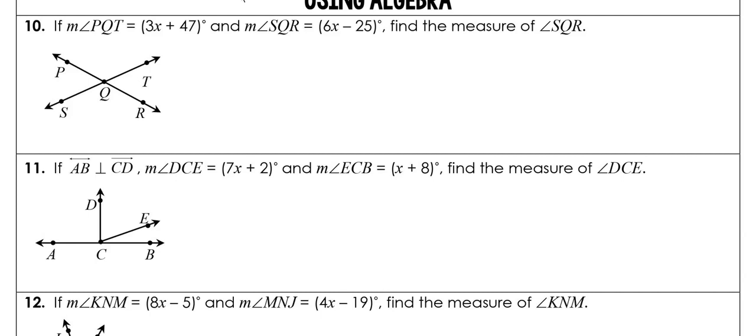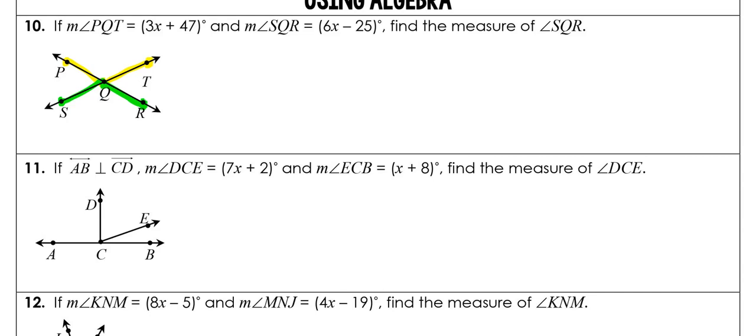let's see if we're going to do this one or set this one up. Okay, I'm going to make that a little smaller. I'm looking at PQT versus SQR. Those are vertical angles. So because of that, I'm not going to do this one with you, but you can see that they're vertical, so you just have to set them equal to each other in order to solve, because vertical angles are congruent.